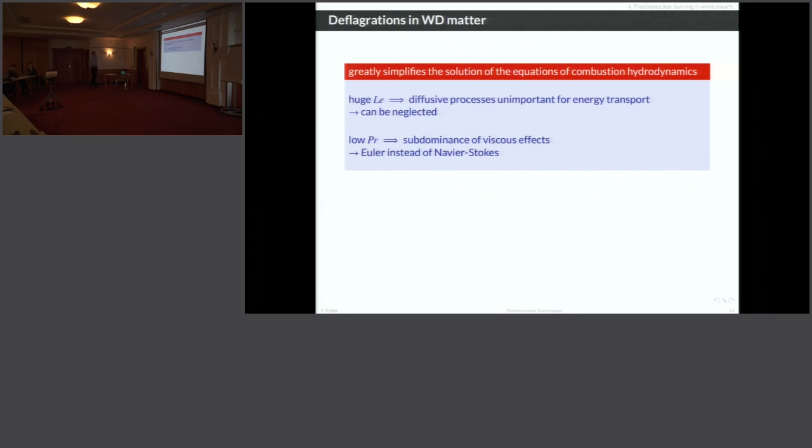Well, the huge Lewis number means that diffusive processes are unimportant for the energy transport and can be neglected from our system. The low Prandtl number means that the viscous effects are subdominant, and this is again an argument for using the Euler equations instead of the full Navier-Stokes equations.